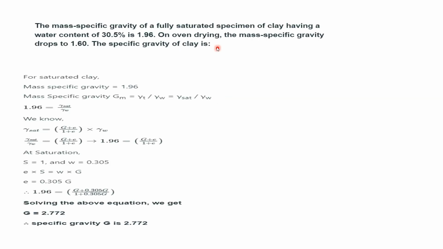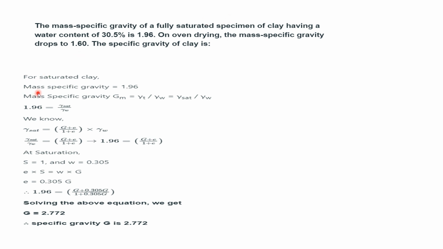There is a small model problem. The mass specific gravity of a fully saturated specimen of clay, which has a water content of 30.5%, is 1.96. So the mass specific gravity, as I said, of the soil as a whole, is 1.96. The water content is 30.5 percent. On oven drying, the mass specific gravity is 1.6. Now they are asking what is the specific gravity of the clay, that is, of the solids. There's a similar problem like this in your assignment.